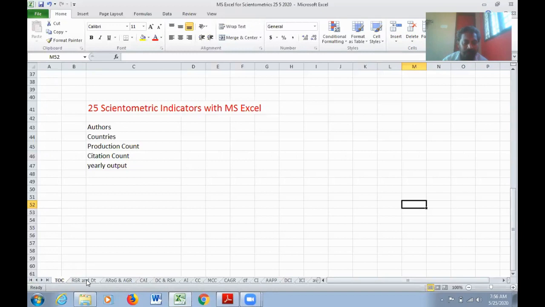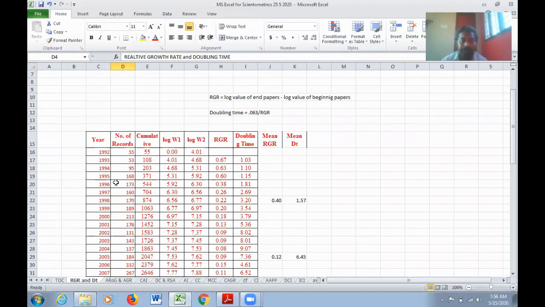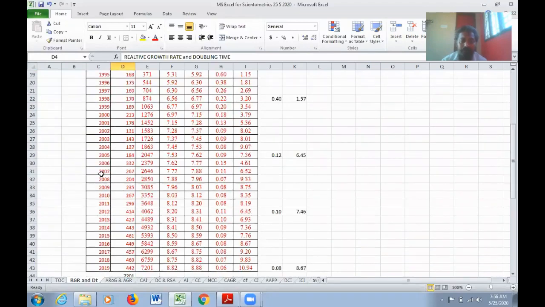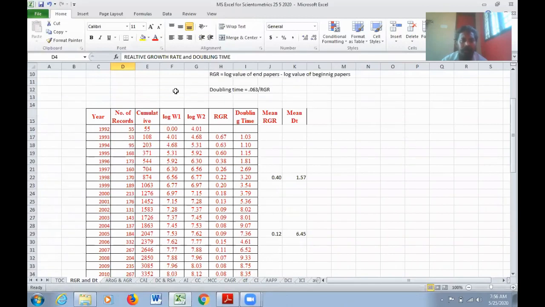So let's start from the first one. Relative growth rate, RGR, and doubling time is a very popular scientific indicator which you find in almost all research works. Here it shows the yearly publications. I have data for 20 years or so. This is the cumulative publications: 1992 has 55, 1993 has 53. Cumulative says that at the end of the first year I have 55.